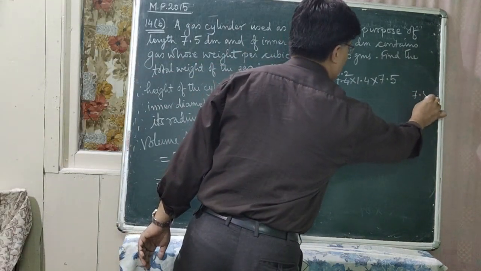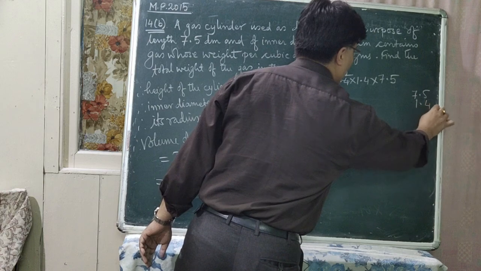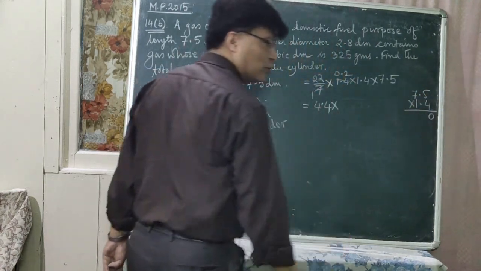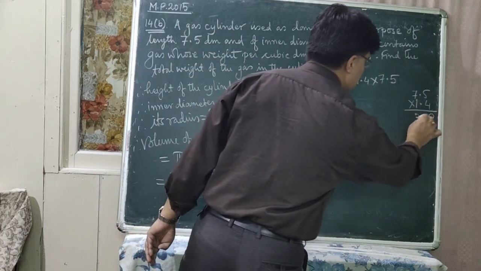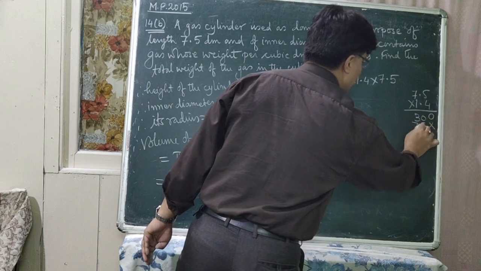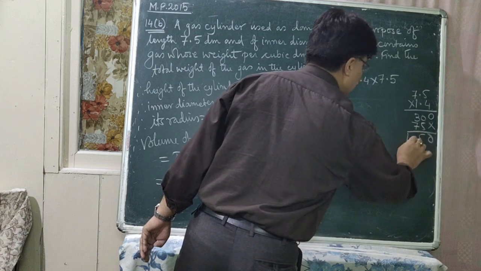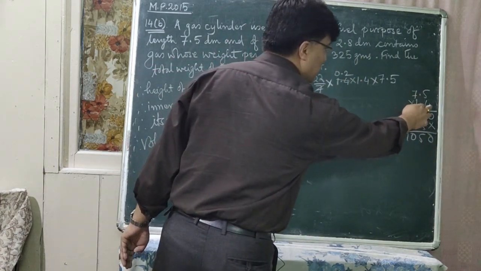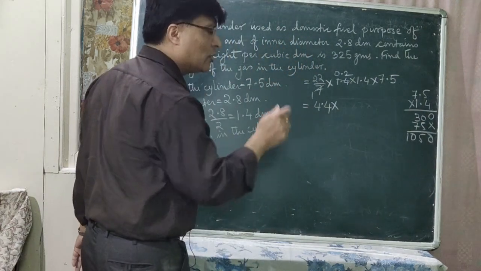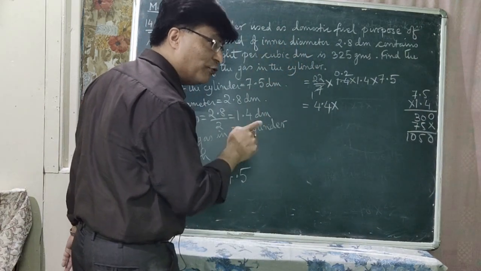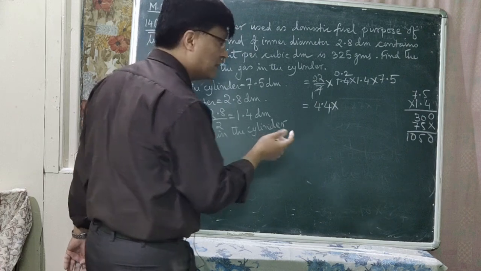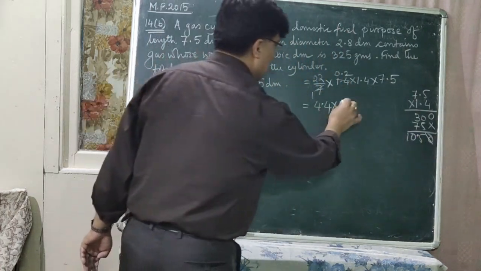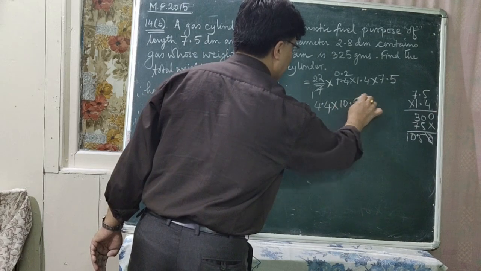So 7.5 into 1.4. Let us multiply them. 5 fours are 20, 0, 2. 7 fours are 28 plus 2 is 30. And this is 5 and 7. 0, 5, 10. Right? So after decimal point there is one figure. After decimal point there is also one figure. 1 plus 1 is 2. So you have to write down decimal point before two figures from the end. This 0 will be cancelled. That is your 10.5. Right?